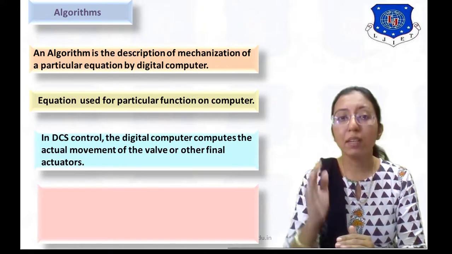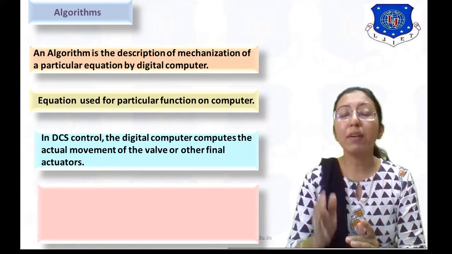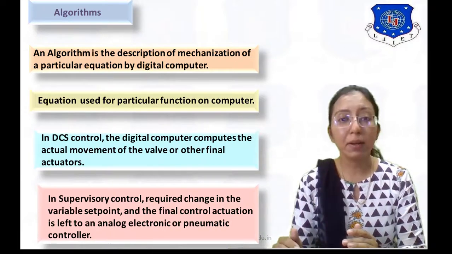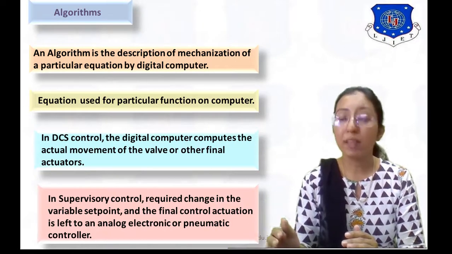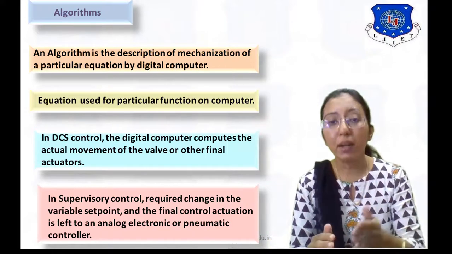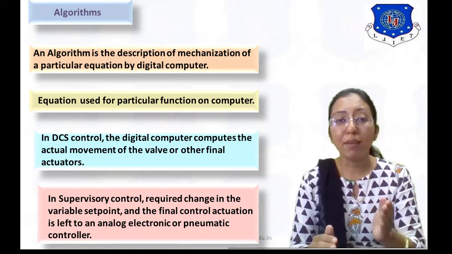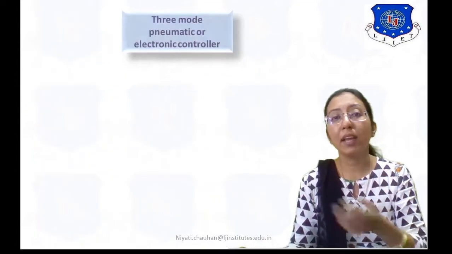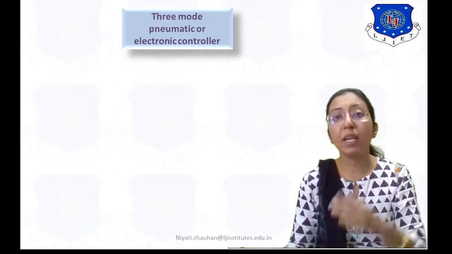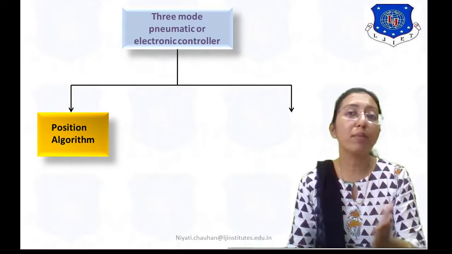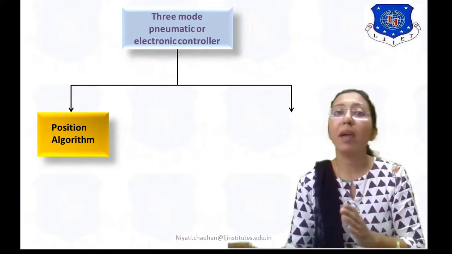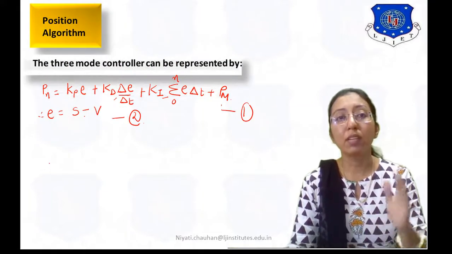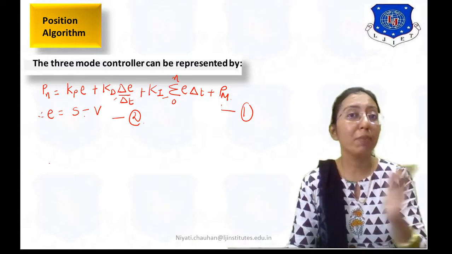In DCS control, the digital computer computes the actual movement of the valve or other final actuators. In supervisory control, the required change in variable set point is computed, and the final control actuation is left to an analog electronic or pneumatic controller. So for three-mode pneumatic or electronic controllers, we use two types of algorithm: first, the position algorithm, and second, the velocity algorithm. In the position algorithm, we use a three-mode controller, that is, the PID controller.